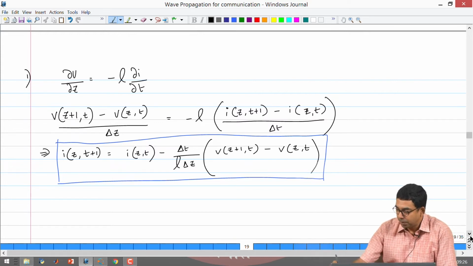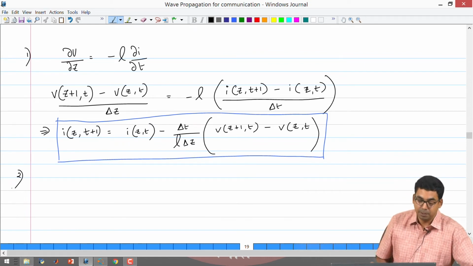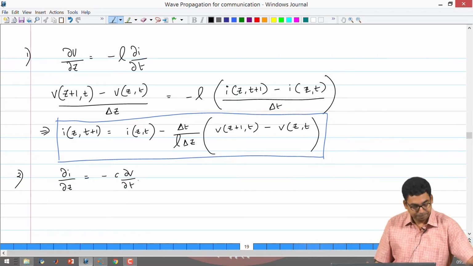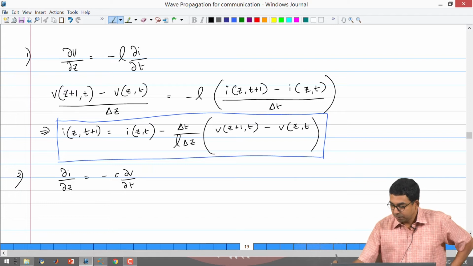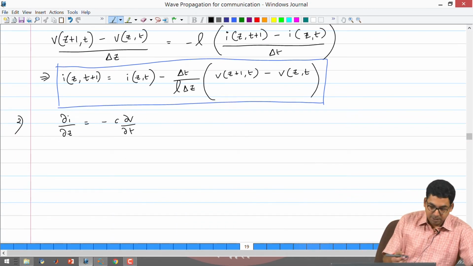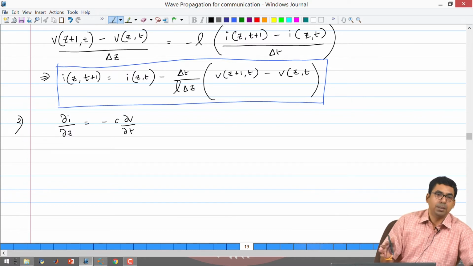Now let us also write down the difference form of the other telegrapher's equation. So that would be dou I by dou z is equal to minus C dou V dou t. In this particular case, just to mix up things, I am going to be using backward difference for the space on the left hand side. It may look very confusing. I just want to convey that you could use any of them.